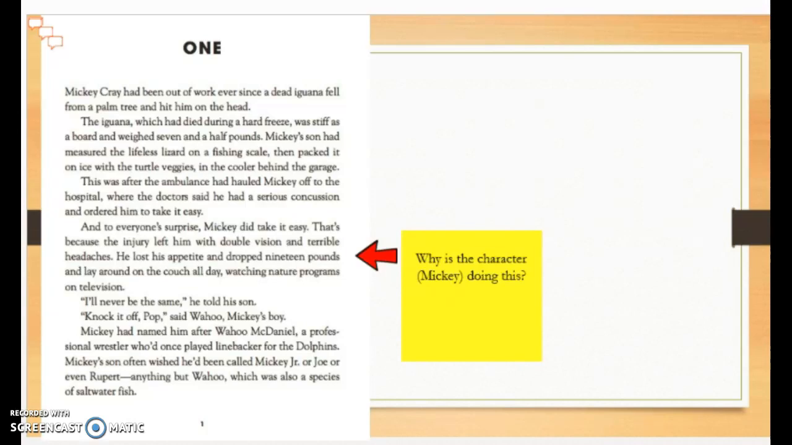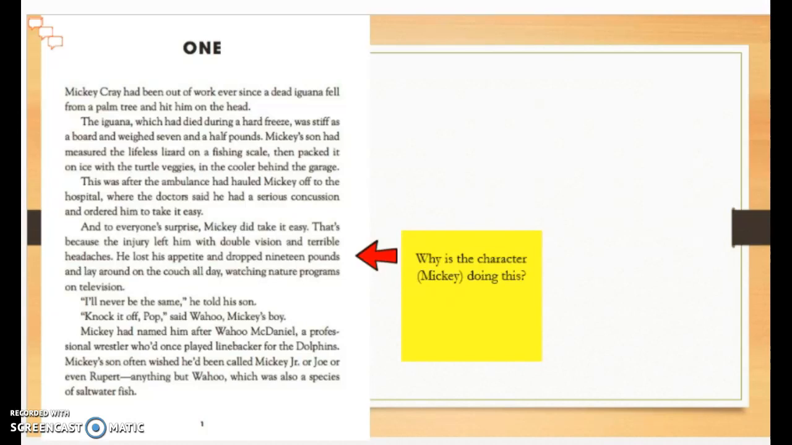This was after the ambulance had hauled Mickey off to the hospital, where the doctor said he had a serious concussion and ordered him to take it easy. And to everyone's surprise, Mickey did take it easy. And that's because the injury left him with double vision and terrible headaches. He lost his appetite and dropped 19 pounds and lay around on the couch all day watching nature programs on television.